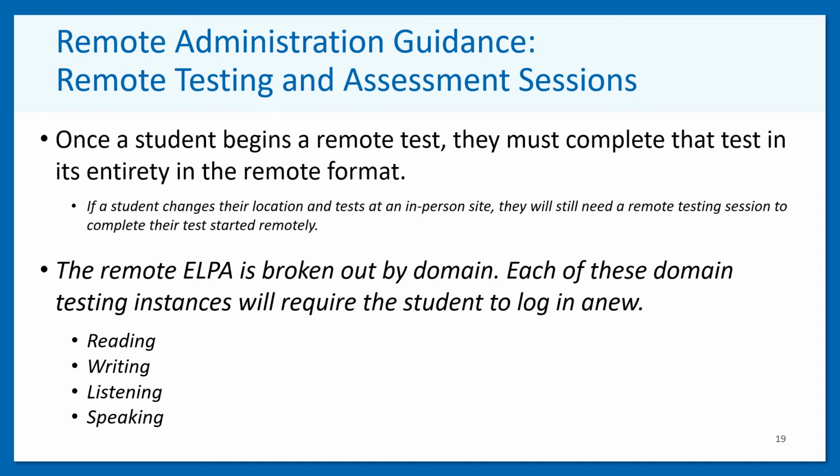Once a student begins a remote test, they must complete that test in its entirety in the remote format. If a student changes their location and tests at an in-person site, they will still need a remote testing session to complete their remote test started. For instance, if a student begins their OSAS Science assessment in a remote testing session, they will need to have the TA create a remote session ID so that they can complete their OSAS Science assessment, which started remotely.